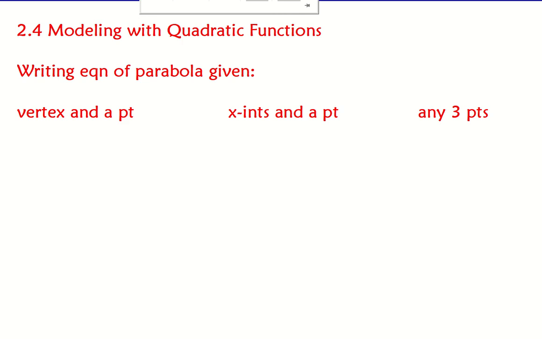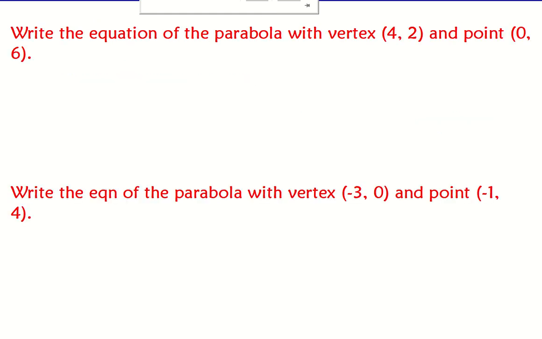And so each one, because we know different pieces of information, we can attack it a little bit differently so that we can do the problem in the most efficient way. So first we're going to start with writing the equation of a parabola given the vertex and 1 point.